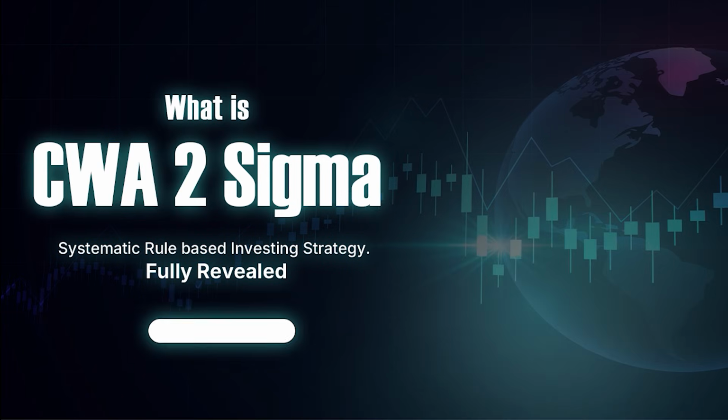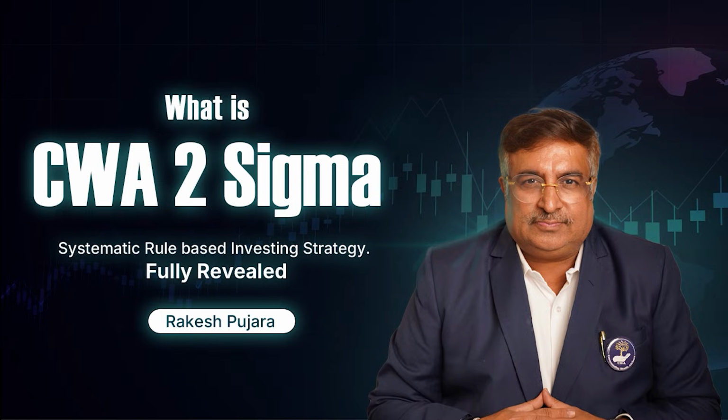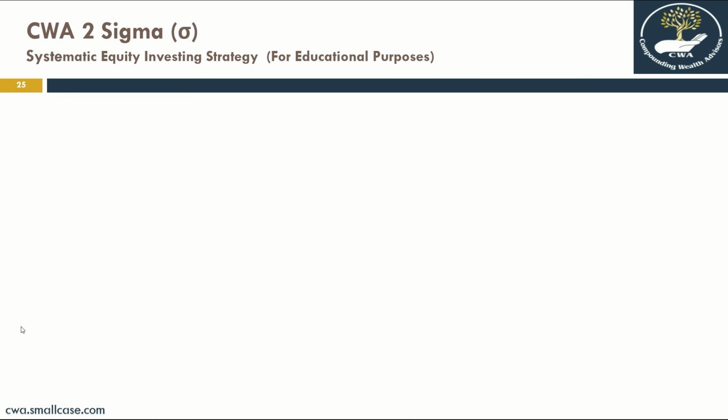what the CWA 2 Sigma indicator is, how you can get access to this indicator. I'll describe it to you on TradingView. And finally, we look at some examples using the 2 Sigma indicator. So CWA 2 Sigma is a systematic equity investing strategy wherein the universe is the NSE listed liquid scrips.